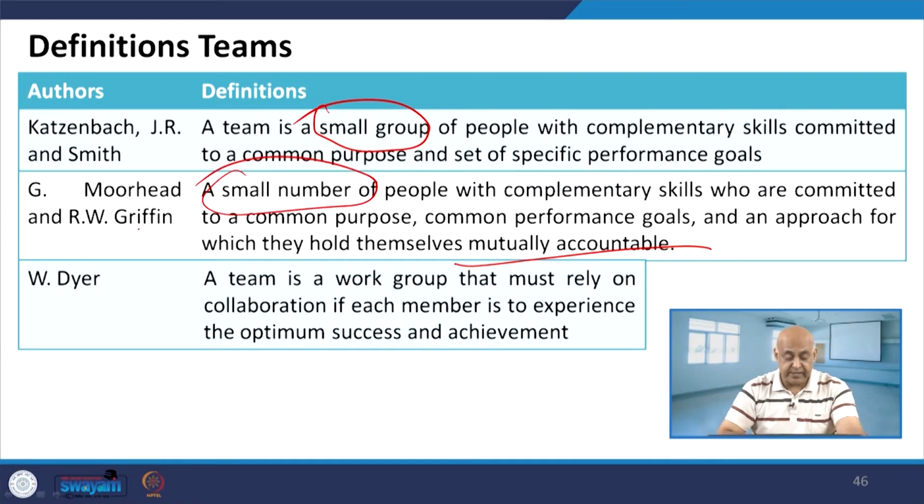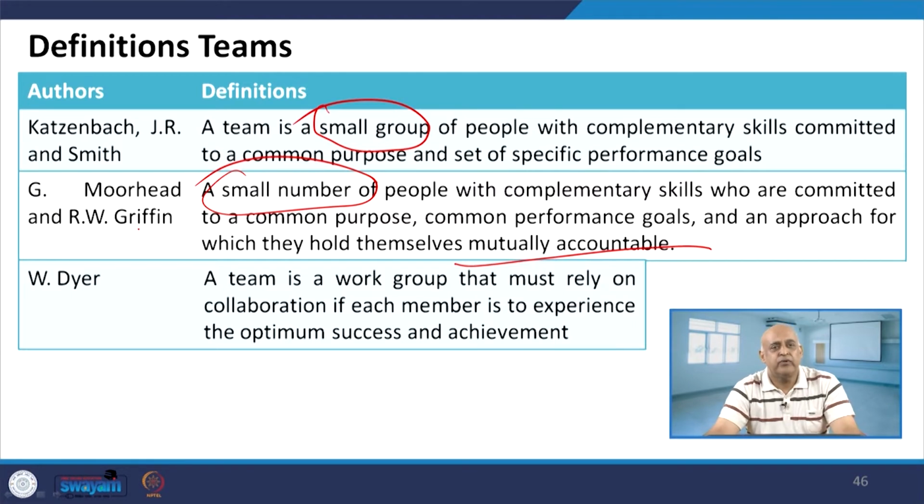It is that we must rely on collaboration with each other to experience the optimum success and achievement. Dear friend, this is the real crux of working together. So, why are we working together? Why are we interdependent on each other? Our personal goal and the organizational goal, both goals are to be achieved, and that is the optimum success.